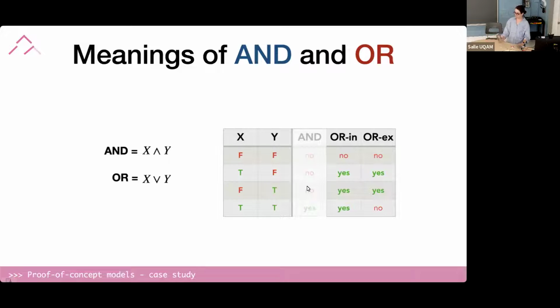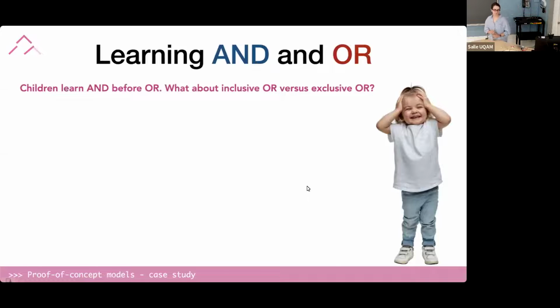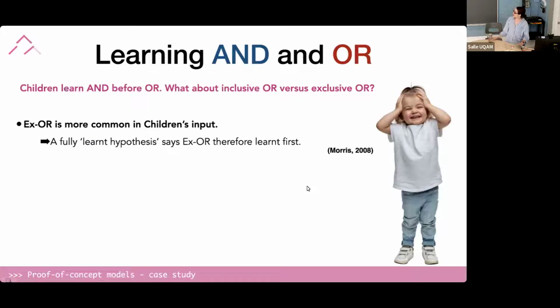Okay, so what do kids do? Kids learn and before, we know this, okay? What about inclusive or versus exclusive or? This is where the picture is a little more complicated. So exclusive or is more common in their input, okay? They hear a lot more cases of exclusive or, and so a fully learned hypothesis would expect exclusive or to therefore be learned first, okay? If all you were doing is considering their experience, and that their experience should be what predicts the order in which they learn these words.